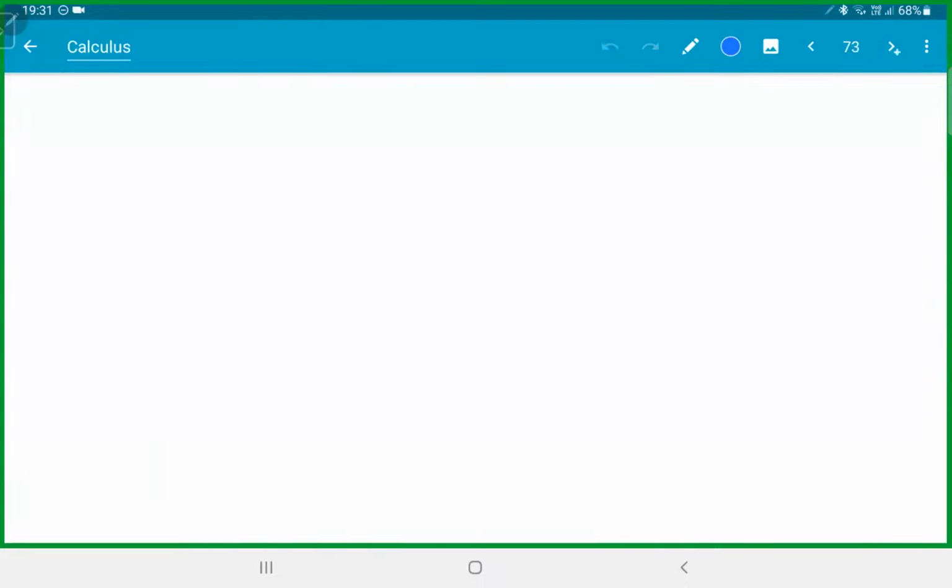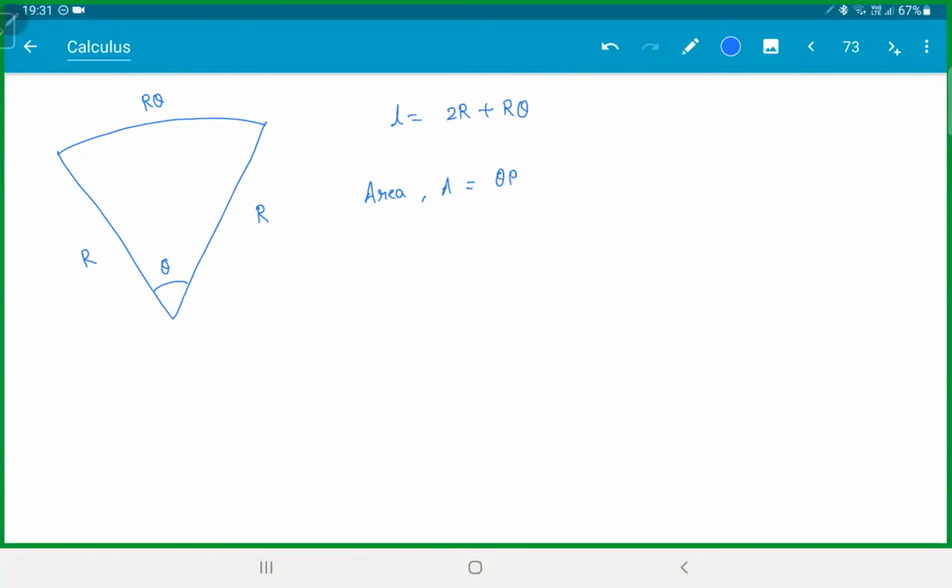How do you start? See everyone. Let the sector have radius R and angle theta. So if that is R, this is R. This arc length will be R theta. Agreed? Now the total perimeter will be 2R, the two radii, plus R theta. What is the area? Area A will be theta R square by 2.